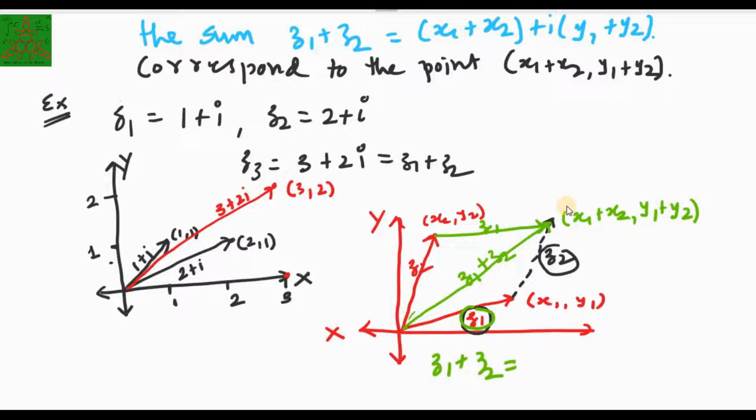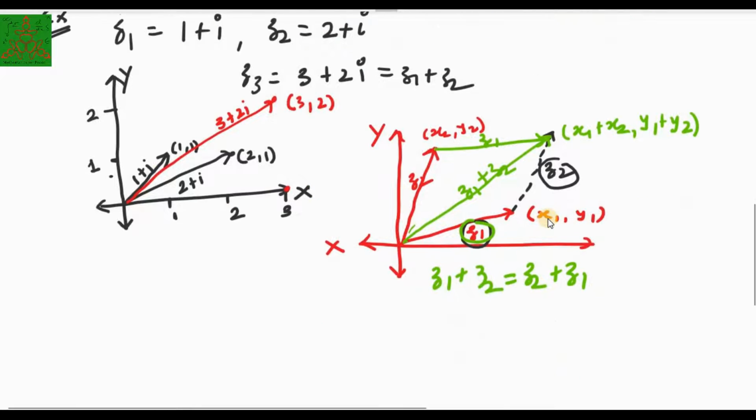If you go in this direction, it is z1 plus z2, and if you go the other way, it is z2 plus z1. So what does this give you? It is actually another proof, a geometrical proof, of the commutative property of addition.